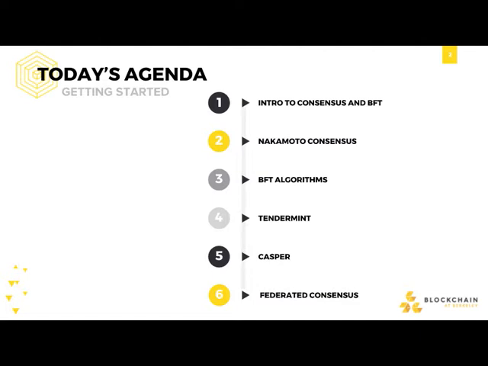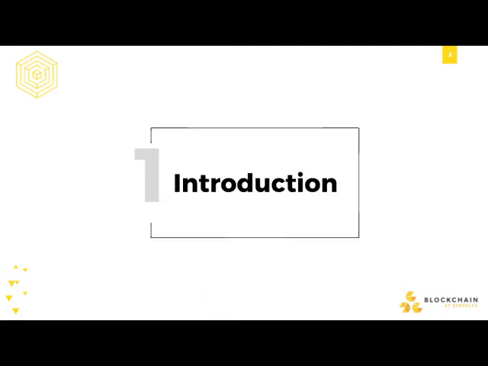All right. So I'm going to start with an introduction to consensus and distributed systems and a little bit into Nakamoto-based consensus. And then we're also going to be talking about Byzantine fault-tolerant based algorithms, such as practical Byzantine fault tolerance, and also Tendermint, Casper, and federated consensus algorithms like that of Stellar or Ripple.